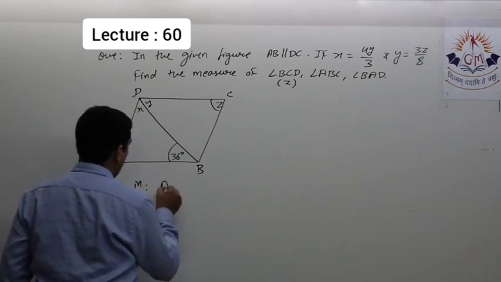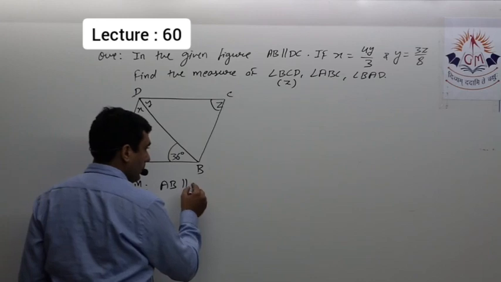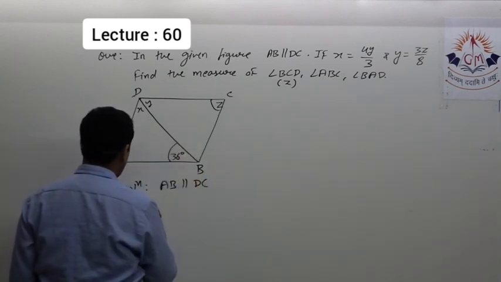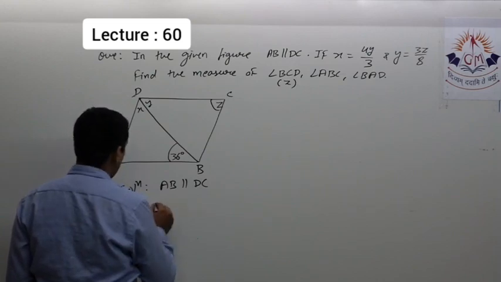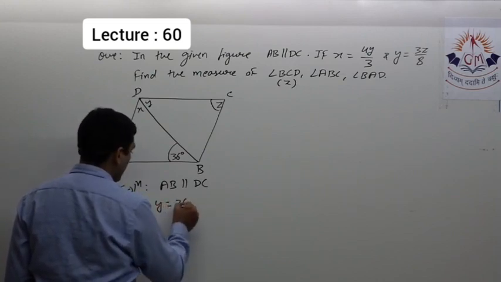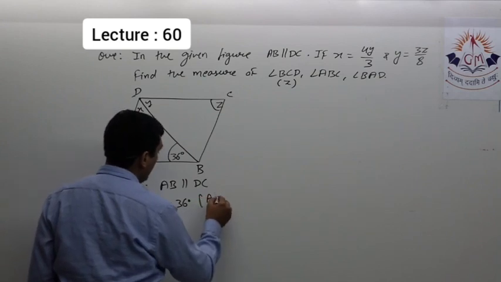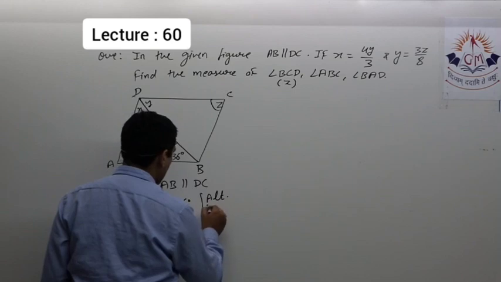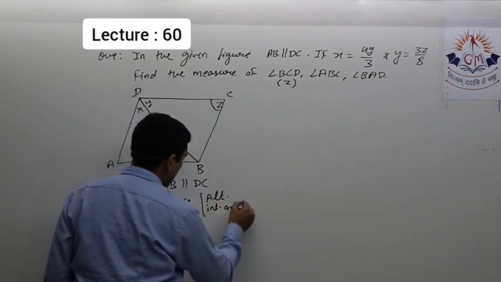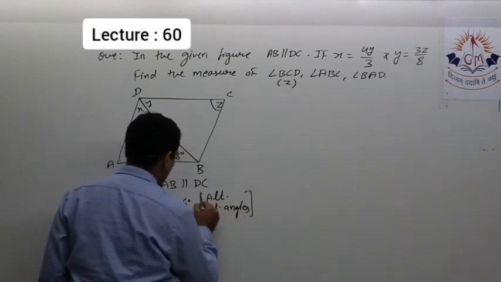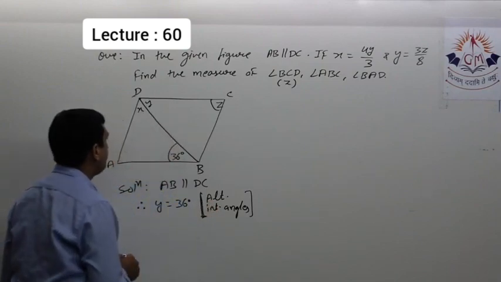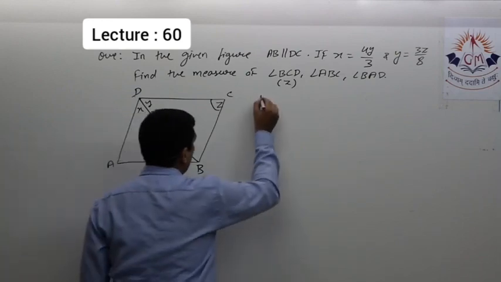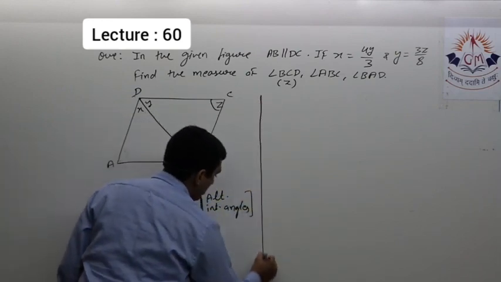First of all, AB is parallel to DC, therefore y is equal to 36 degrees. Here I am writing the reason: alternate interior angles. So here I got the measure of y. Now put y, and let us see how to get z.